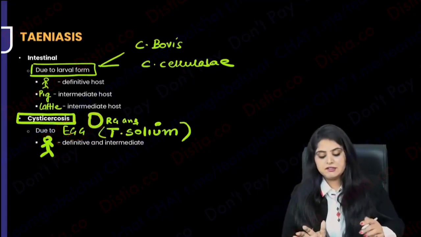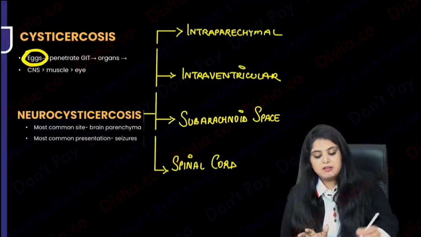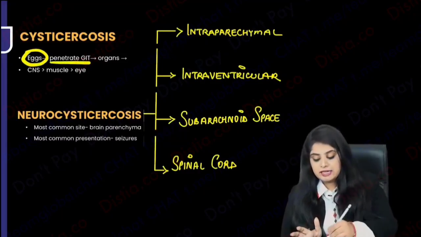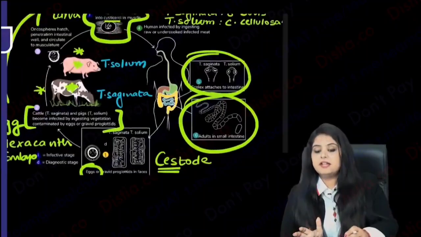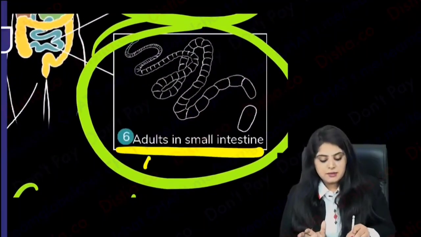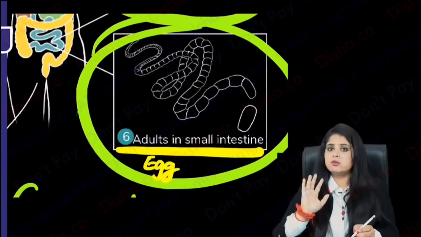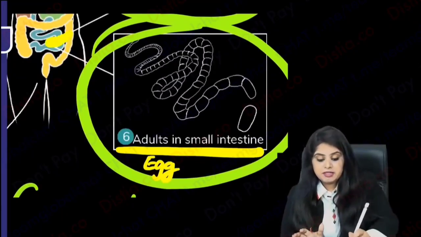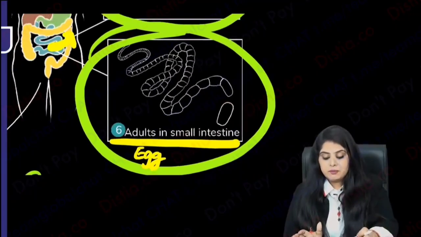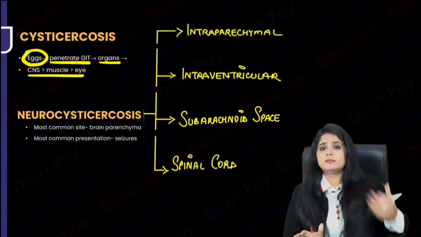So now when I say cysticercosis, you will say, how ma'am, it is happening only because of eggs? Yes. So what will happen? The eggs go into the GI. I'll take you back to the life cycle. See, where did you see the adult worms? Can you see the adult worms over here in the small intestine? Imagine they laid eggs. Where are eggs supposed to move out? Eggs are supposed to move out in the stool, but the eggs decided we will penetrate into the GI tract and then go to different organs, CNS, muscle, eye, and so on.